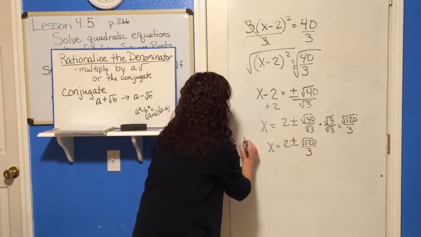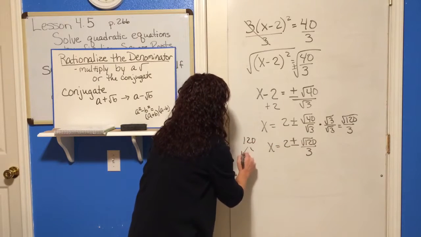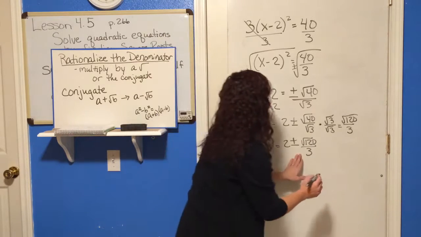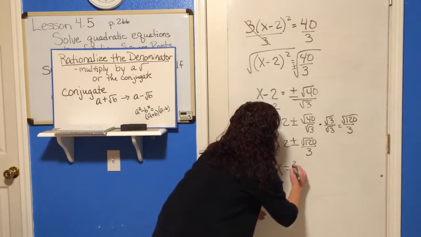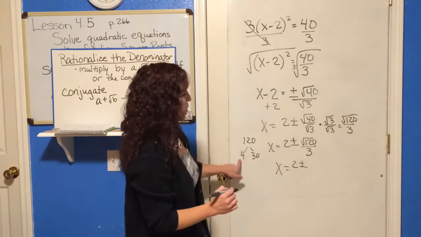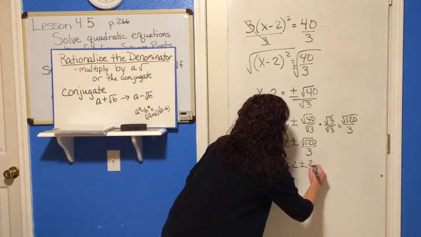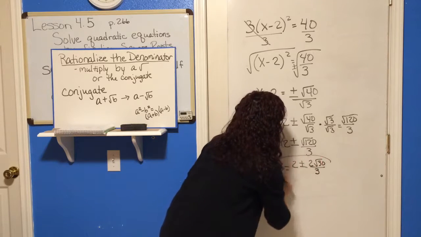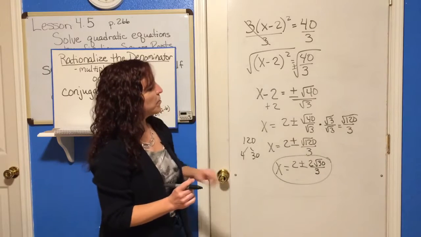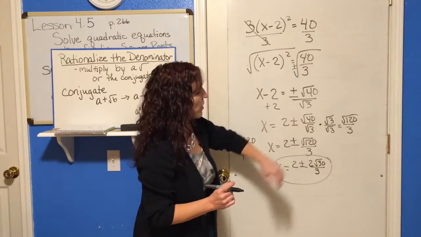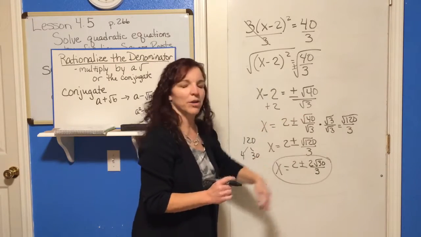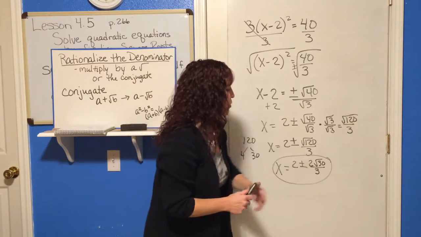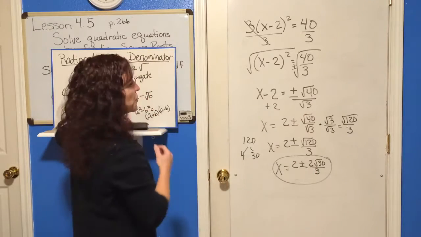120 has a 4 in it, which is a perfect square. So 4 times 30. So let's take that out. So x equals 2 plus or minus. The square root of 4 is 2. So we're going to have 2 times the square root of 30 all over 3. And probably it would have been easier if I had taken that 2 out here, but you'll see that it really doesn't matter. You can do that anywhere in the process. So 2 plus or minus 2 times the square root of 30 divided by 3 is your final answer.